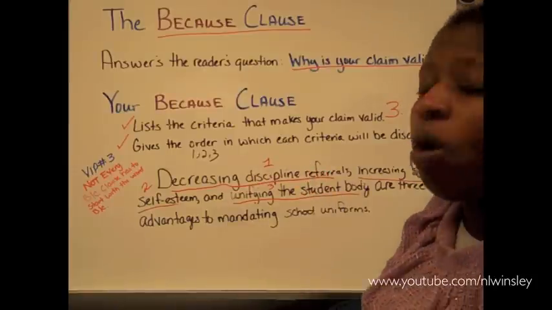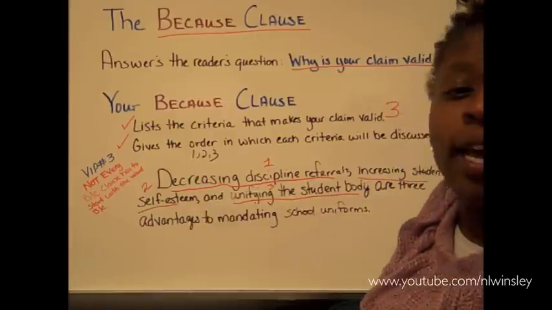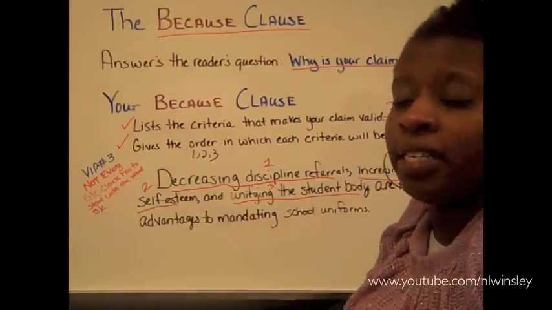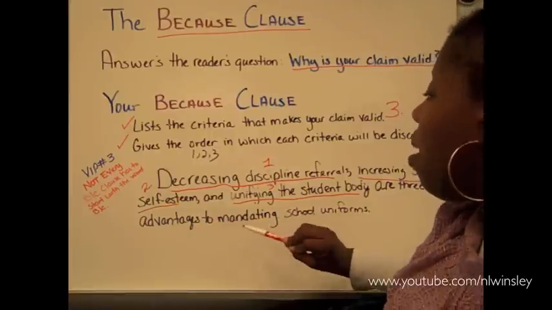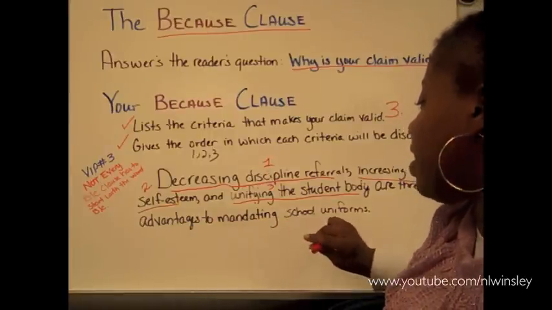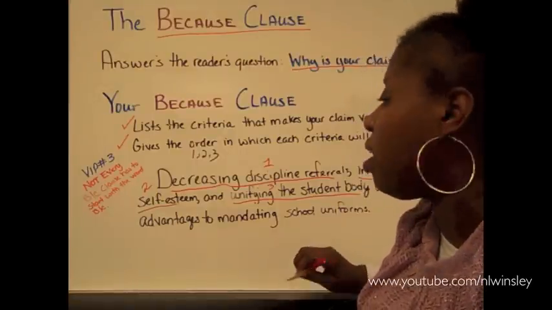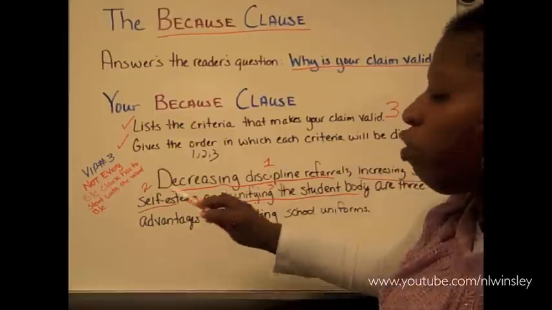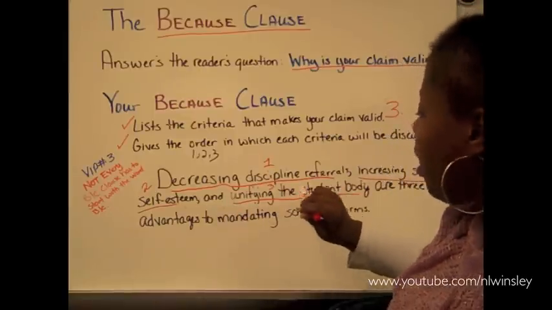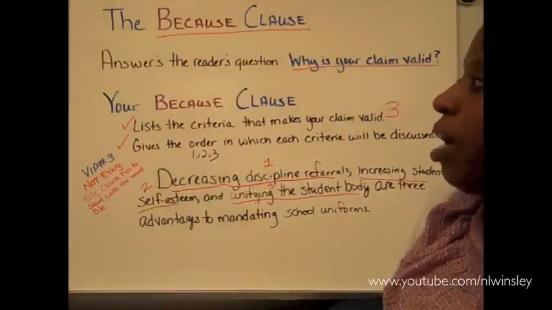1, 2, 3. What's my claim? School uniforms should be mandated. So even though I didn't blatantly say it, I still, as the writer, know what my claim is. School uniforms should be mandated because they decrease discipline referrals, increase student self-esteem, and they unify the student body. The because clause.